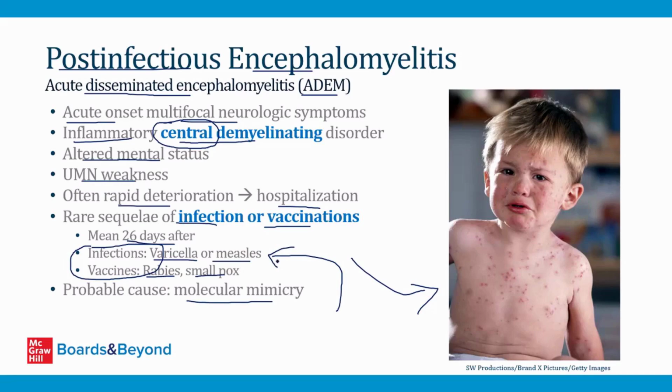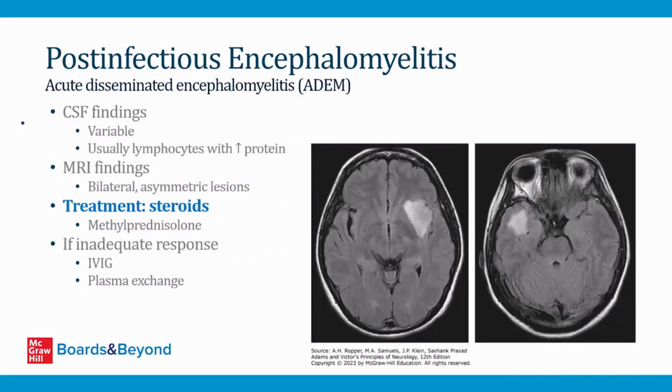So in a board question, this disorder is going to be either a child or an adult who had one of those infections or vaccinations, and then a few weeks later develops encephalopathy, which is confusion, followed by upper motor neuron type weakness. CSF findings are variable. Usually you see lymphocytes with elevated protein, but there isn't really a classic CSF finding for this disorder. The MRI findings are just bilateral asymmetric lesions.